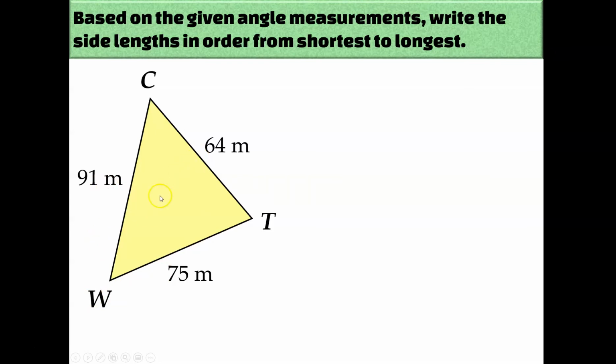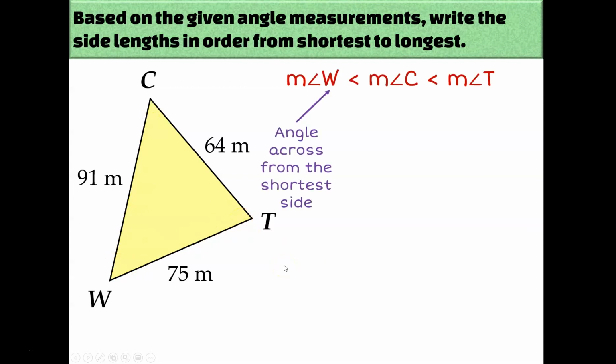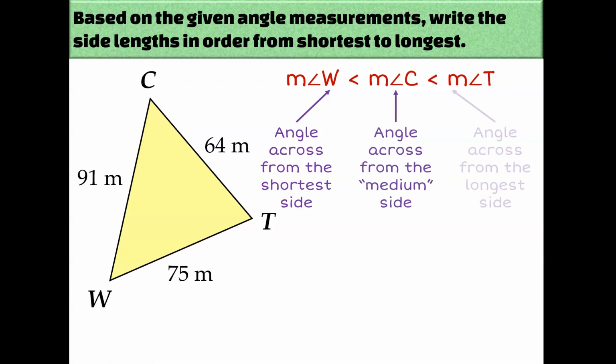Therefore, we can assume that angle W is the smallest angle because it's across from the shortest side, and that angle T is the largest angle because it's across from the longest side. And that would mean that angle C is the medium angle because it's across from the medium length side. So we can write this inequality: angle W is less than angle C is less than angle T. And that's because W was across from the shortest side, C was across from the medium length side, and T was across from the longest side.